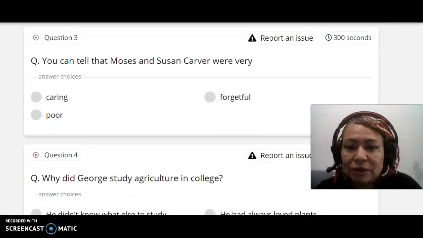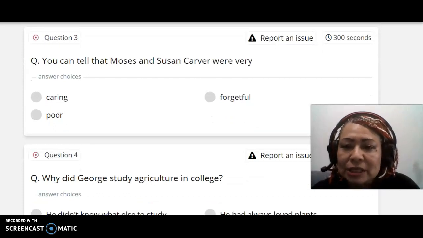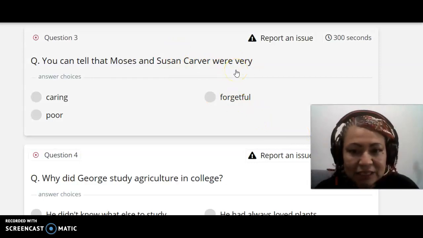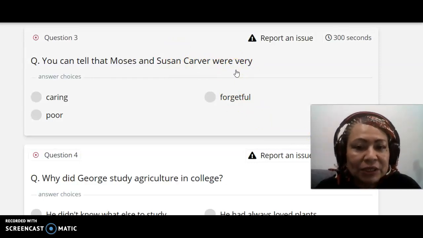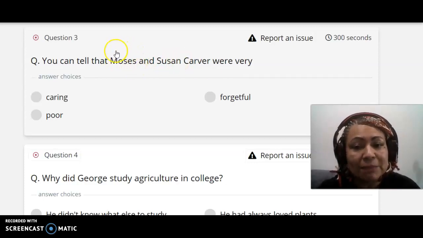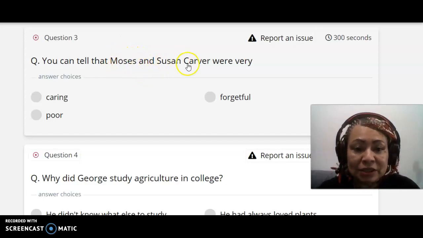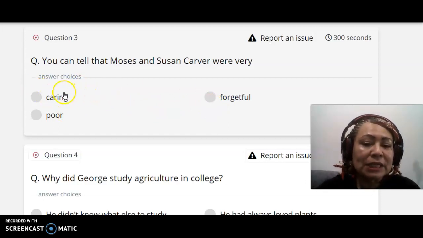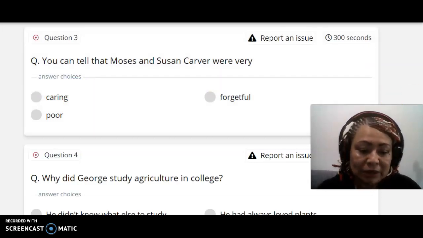Question 3 is, you can tell that Moses and Susan Carver were... we haven't reached this stage yet, but let's guess, because we know that he had other people taking care of him. Oh, Moses and Susan, yeah, those are the people who raised him until he was 10 years old. You can tell that Moses and Susan Carver were very caring, poor, or forgetful. I think they were very caring because they took care of him. They took care of George and his little brother.